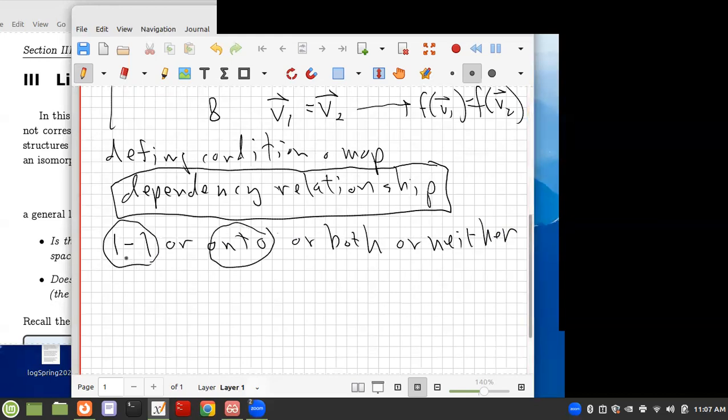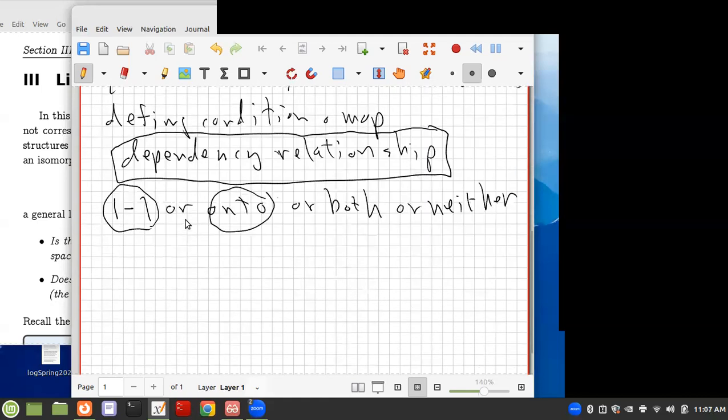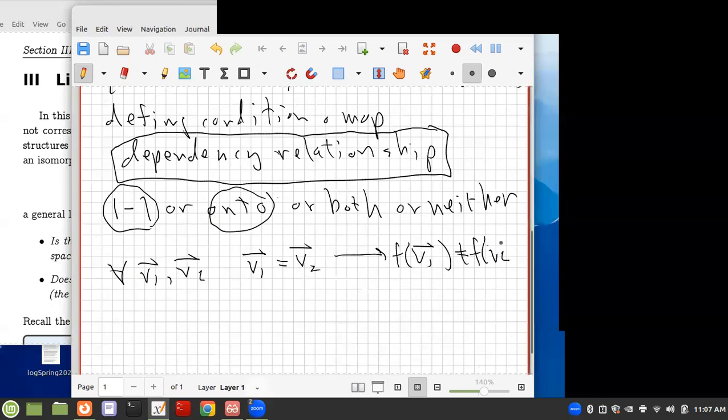And so what does one-to-one mean? Well, it's the same kind of thing here: if I choose, for all vectors v1 and v2, if v1 is not equal to v2, then it has to be the case, to be one-to-one, that f of v1 is not equal to f of v2.